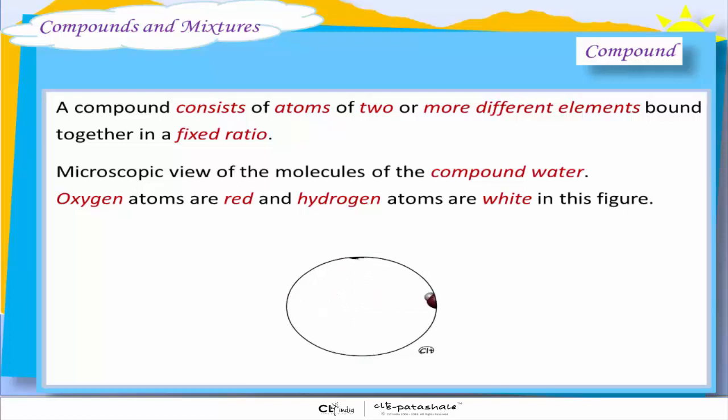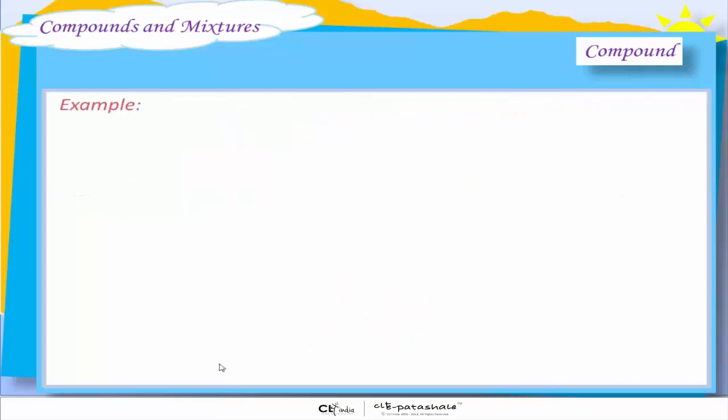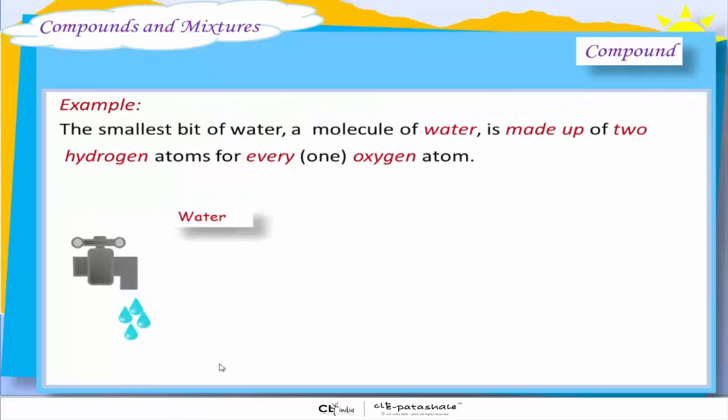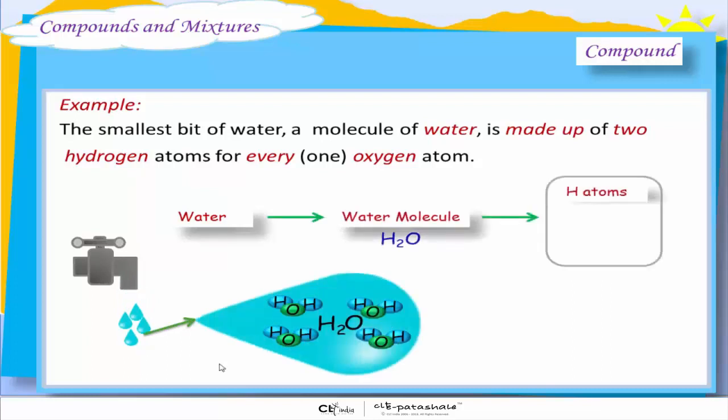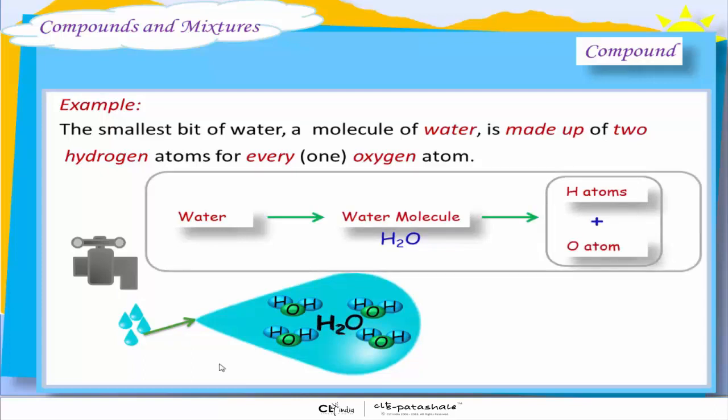Here we have the microscopic view of the molecules of the compound water. Remember, if you can see the image properly, here the oxygen atoms are in red and hydrogen atoms are white in this figure. The smallest bit of water, a molecule of water, is made of 2 hydrogen atoms for every 1 oxygen atom. So we write the water molecule as H2O. H2 means we have 2 hydrogen atoms and O is 1, so we have 1 oxygen atom.